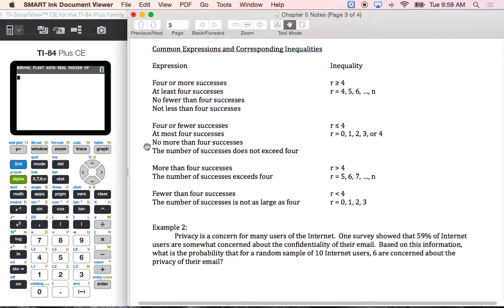So for example 2, it says privacy is a concern for many users of the internet. One survey shows that 59% of internet users are somewhat concerned about the confidentiality of their email. Based on this information, what is the probability that for a random sample of 10 internet users, 6 are concerned about the privacy of their email? Going through it, we have exactly 6 out of 10.